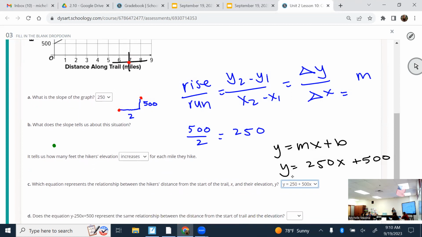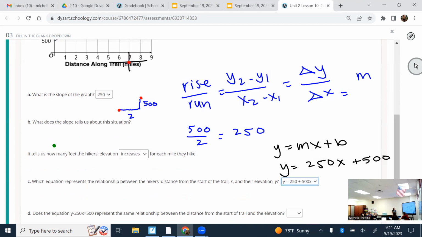Why is this one incorrect? I know it's hard for you to see probably where you're at.